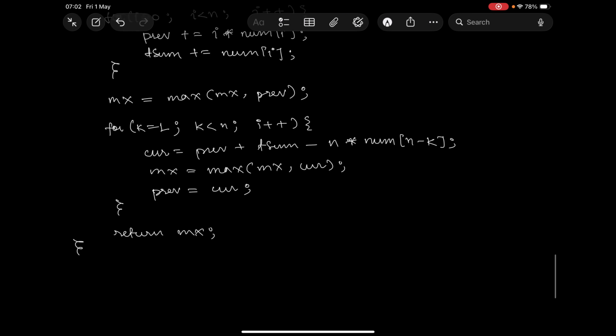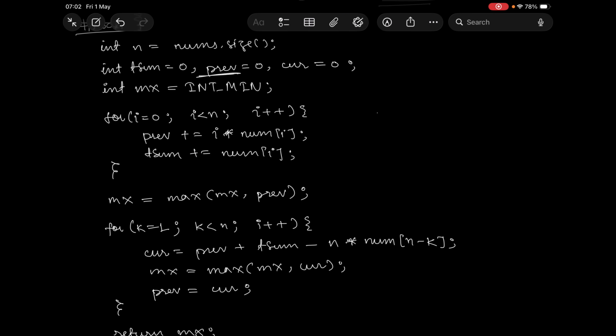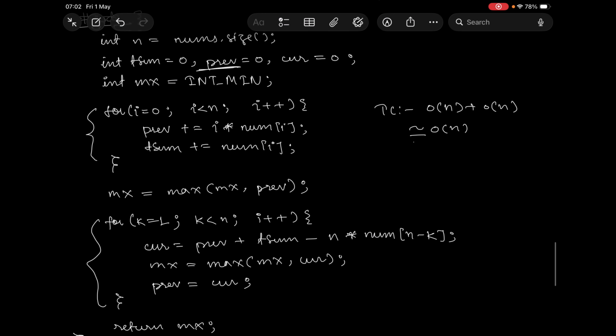So yeah, this is the code for this approach, and now let's discuss the time complexity. We are running one loop over here, and there is one loop over here. So altogether O of n plus O of n, that is nothing but O of n only, 2 of n, but we can write it as O of n. And for space complexity, we have taken some variables only, so space complexity is O of 1. That is all about the space and time complexity for this approach.